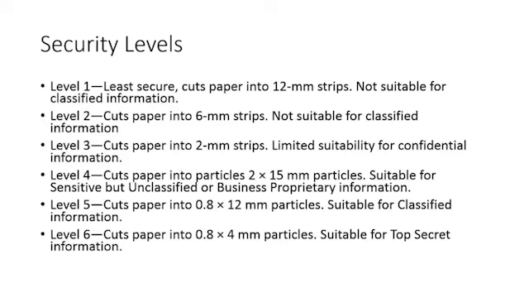We have level 2, which cuts paper into 6mm strips. So we're getting smaller now, right? We're going to have more strips and they're smaller. Again, not suitable for classified information. Level 3, now we're getting even smaller. We're going to 2mm strips. This is somewhat suitable for confidential information. Level 4, now we're cutting paper into 2x15mm particles. Now this is suitable for sensitive information, but classified or business proprietary information, maybe not so much.